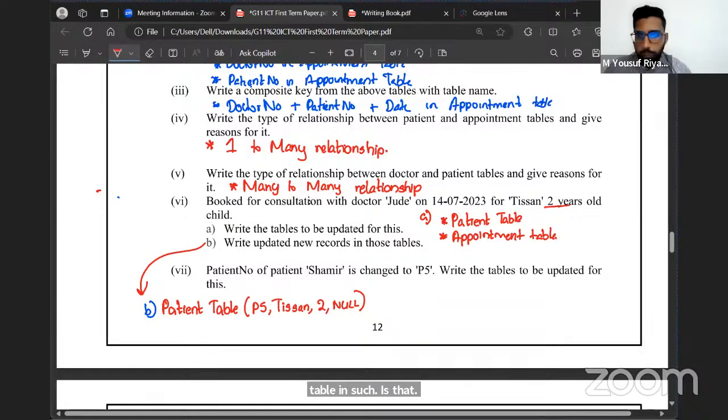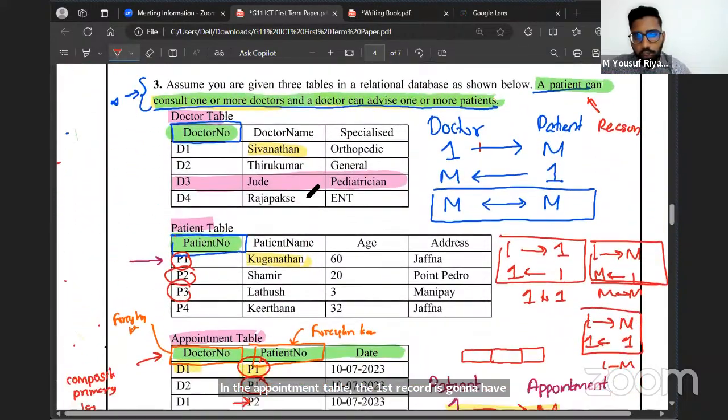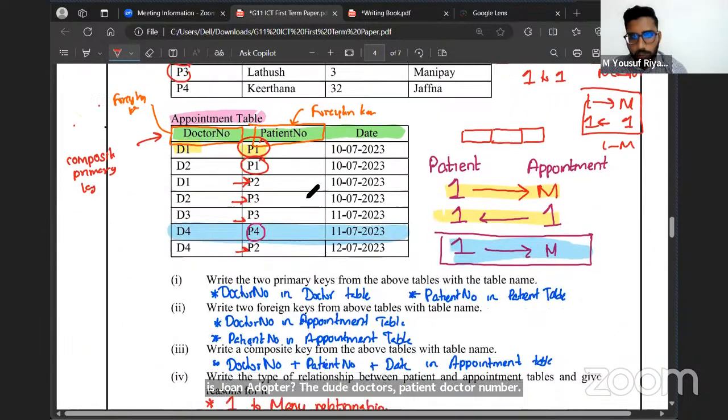Perfect. So apart from the patient table, I have to also update the appointment table. So I'm going to write here the appointment table. In the appointment table, the first field is going to have the doctor number. What is the doctor number for the doctor called Jude? Exactly. That's going to be D3. So I'm going to write here D3.